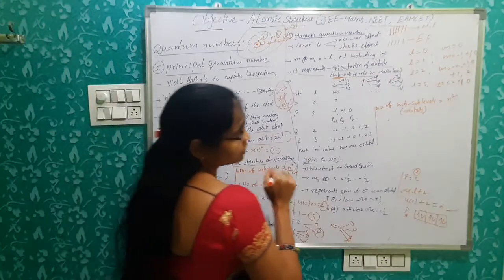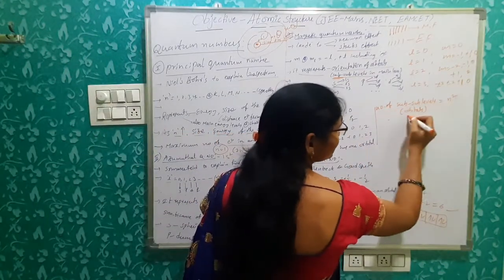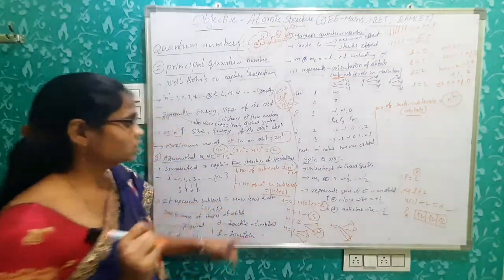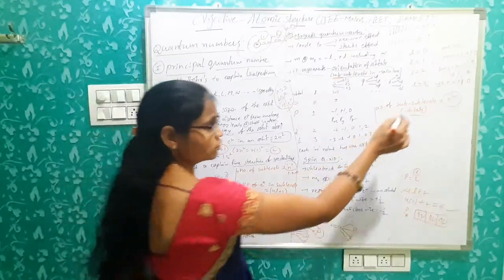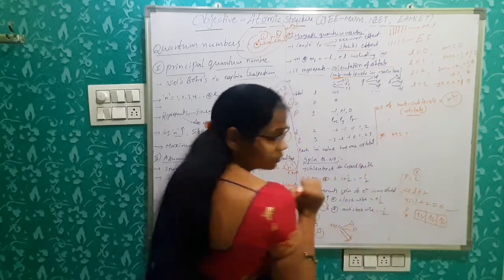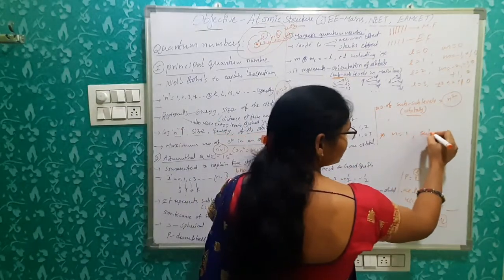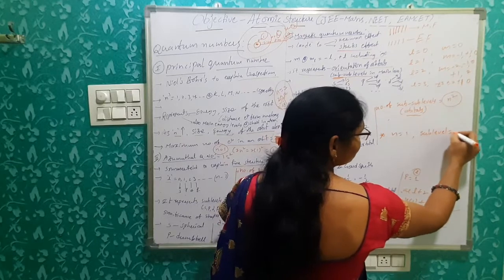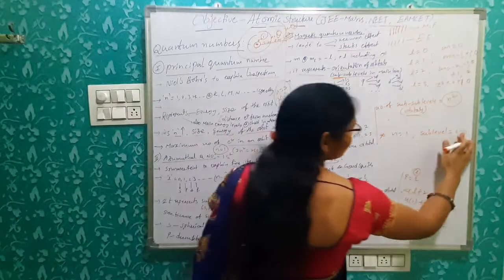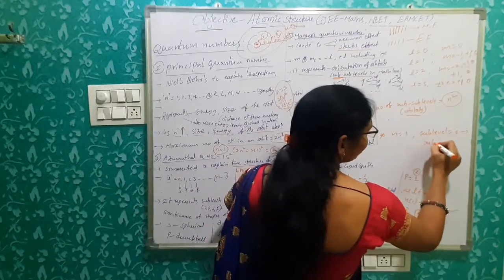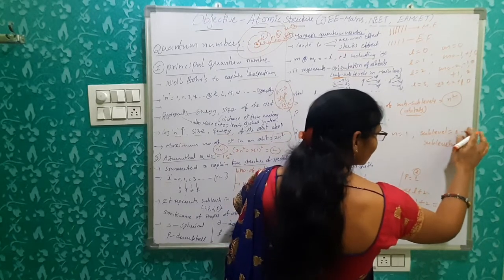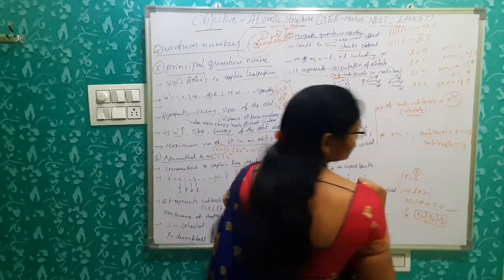Sub levels in main levels: the number of sub levels is equal to n, and the number of orbitals is equal to n square. Sub levels is equal to n. Suppose for example n equals 1. Sub levels is equal to n only, so 1, that is only the s orbital. So there is only the 1s orbital.